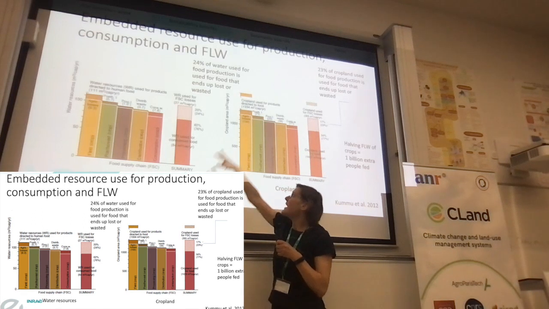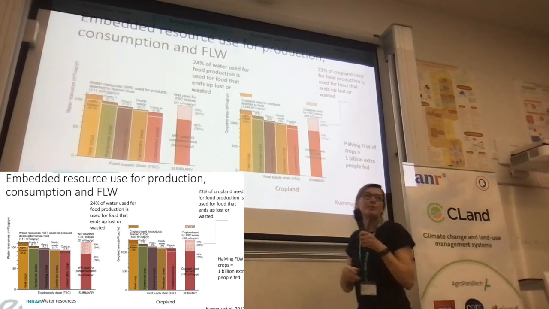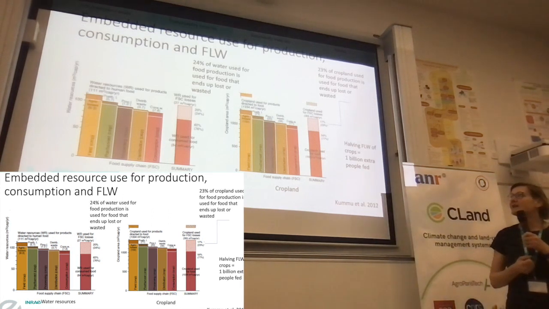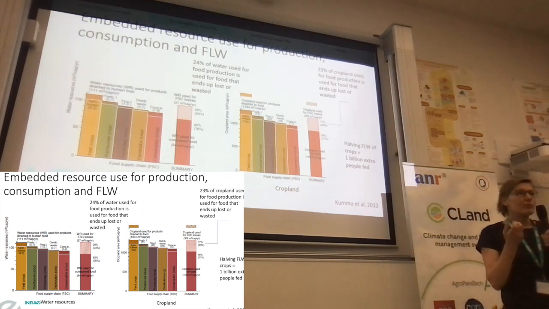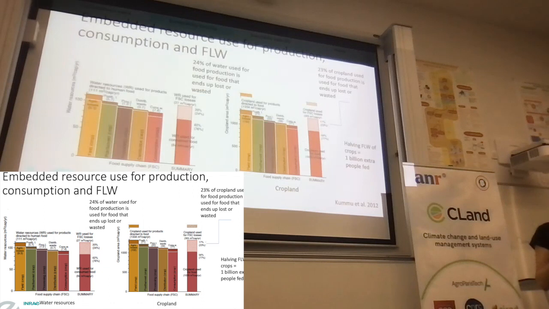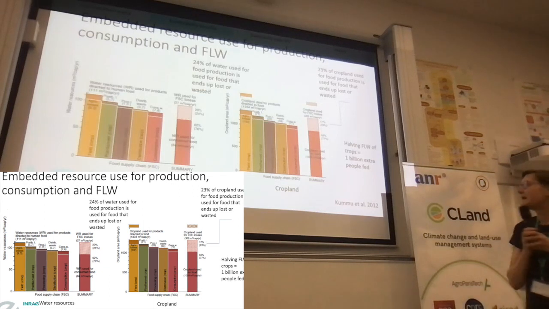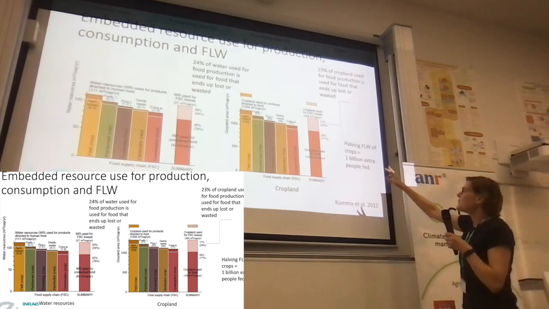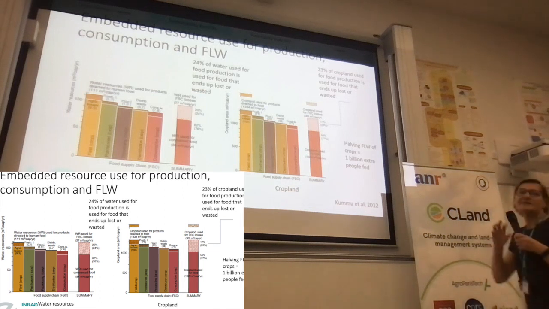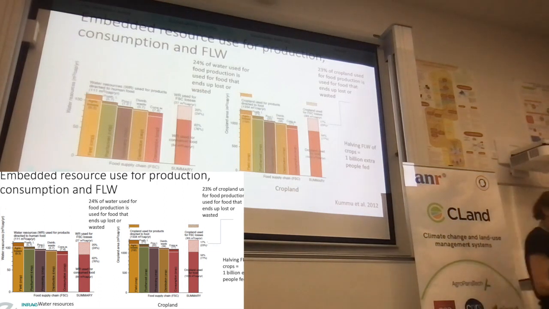It's this bar on the right-hand side, and said that 24% of the global water use for food production is embedded in food loss and waste. So there is a potential for, by reducing food loss and waste, saving this water. And it's similar with cropland. 23% of the cropland used for food production is used for food that ends up uneaten, that ends up as loss and waste. So there's potential for saving resources.